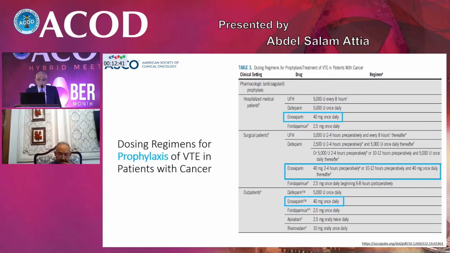This is the recommended prophylaxis dose: enoxaparin 40 milligrams once daily for hospitalized medical patients. For surgical patients, 40 milligrams 2 to 4 hours pre-operatively, or 10 to 12 hours pre-operatively, and 40 milligrams once daily thereafter. For outpatients, we recommend enoxaparin 40 milligrams once daily.